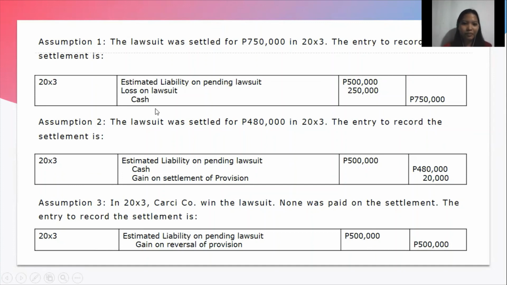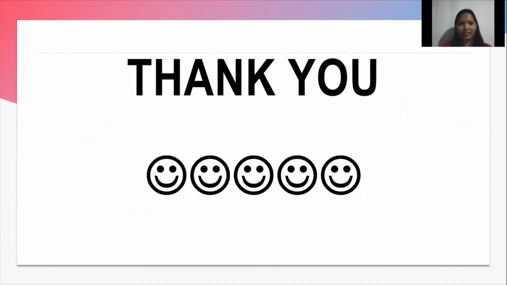Notice na never na nating ni-restate yung others presented in other financial statements. Since this is like change in estimate, it is presented prospectively. Binabago na lang natin perspective. Ibig sabihin, at the current financial reporting period and next reporting period, hindi na natin pakikialaman yung prior periods. So that's all for my report.